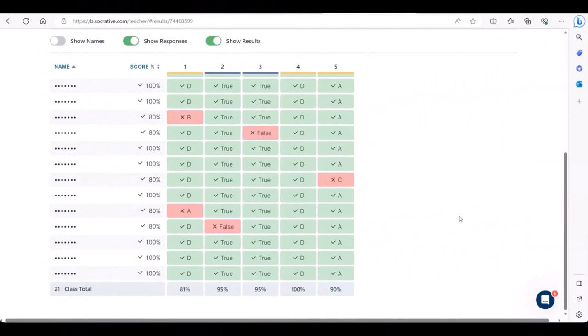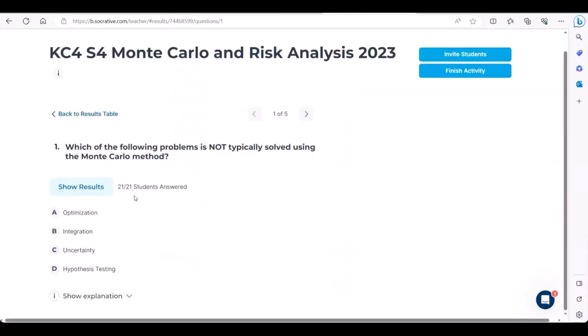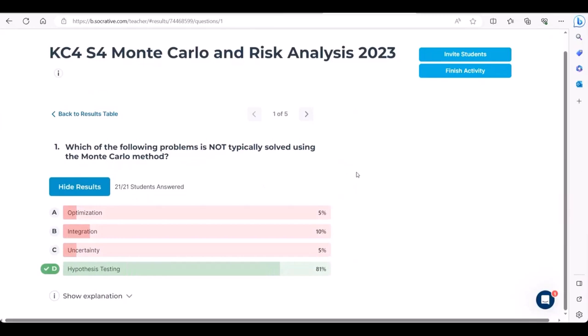So the first question here is, which of the following is not a problem that we would typically solve with Monte Carlo methods? So if you remember throughout the week, we actually have looked at all four of these types of problems, but only three of them we've used the Monte Carlo to solve. So we've done optimization, integration, and uncertainty. All three we did in the exercise today. So hypothesis testing would be the best choice as a problem that is typically not solved with Monte Carlo.